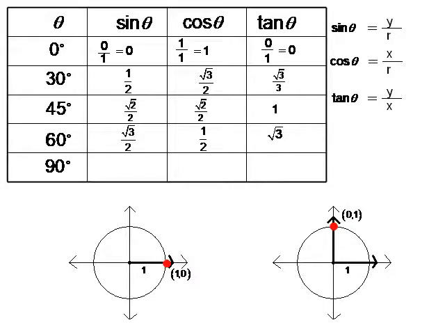So now we're ready for sine of 90 degrees. Sine of 90 degrees is y over r. Our y value of our point is 1. Our r value is 1, because again it's still a unit circle. So 1 over 1 is 1. Cosine of 90 degrees is going to be x over r. Our x value is 0. r is 1. So 0 over 1 is 0.